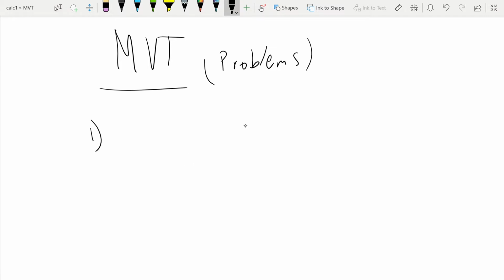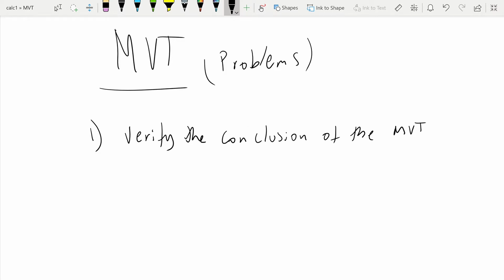So problem 1, verify the conclusion of the mean value theorem for the function f of x equals x over x plus 2 on the interval [1, 4].